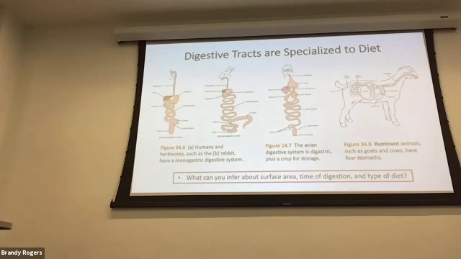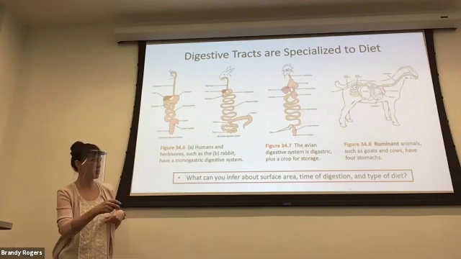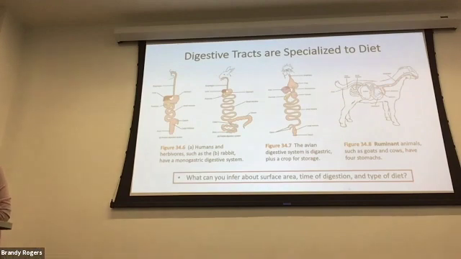And then the avian digestive system is digastric. What do you think digastric means? If monogastric means you have one stomach, what does digastric mean? Two stomachs. You've got a proventriculus and you've got a gizzard. You also have a crop, which is for storage.